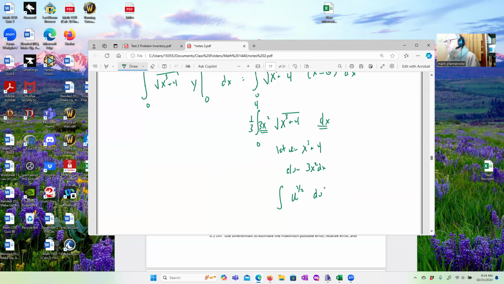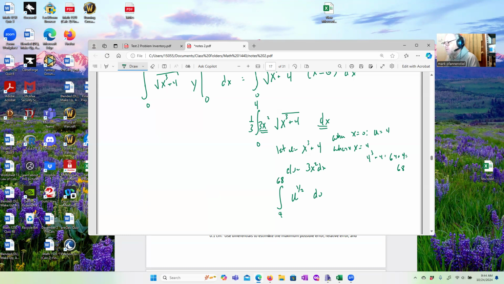Now we could do one more thing here. When x is equal to 0, plug in x equals 0, we get u is equal to 4. When x is equal to 4, we get 4 cubed plus 4, that's 64 plus 4, which is 68. So we're going from 4 to 68 for u, because now we're in the u world. And we're just going to integrate with respect to u here.